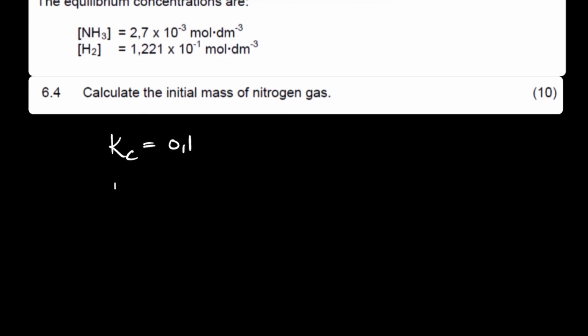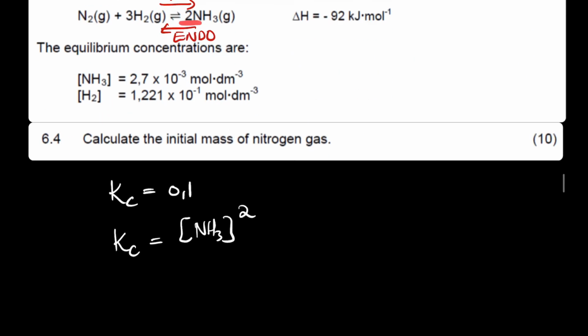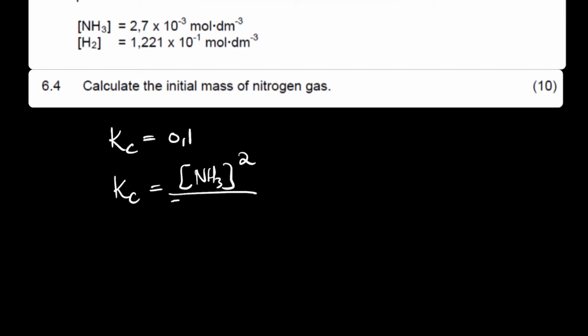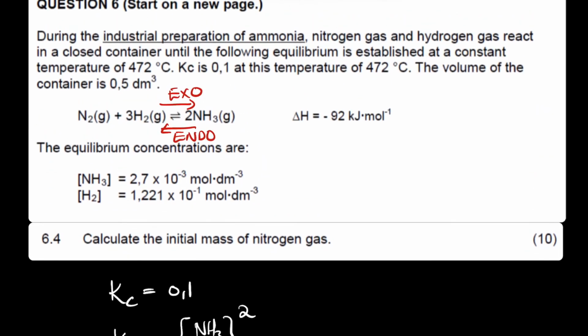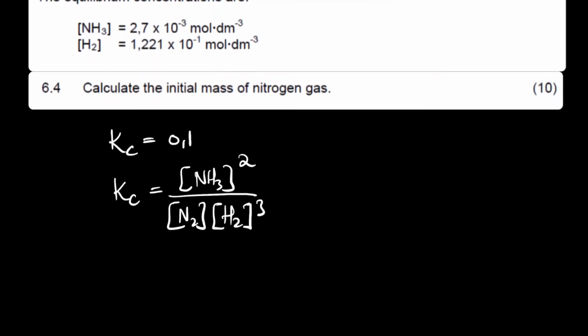I'm going to use the Kc expression. Kc is equal to the concentration of the product, which is ammonia, squared, because there's a 2 in front, over the concentration of the reactants, nitrogen times hydrogen to the power 3, from the equation that we're given. Now that I have the Kc and the concentrations of hydrogen and ammonia, I will get the concentration of nitrogen at equilibrium.